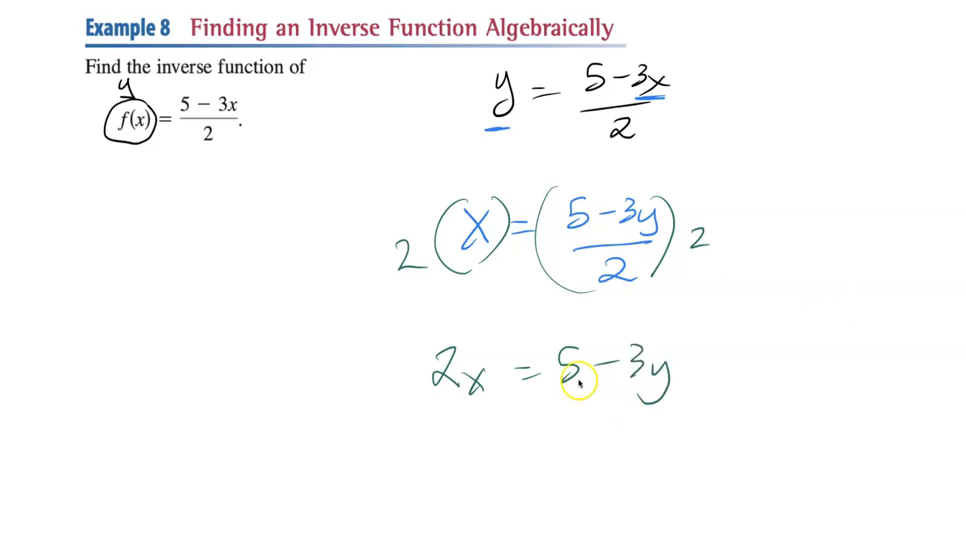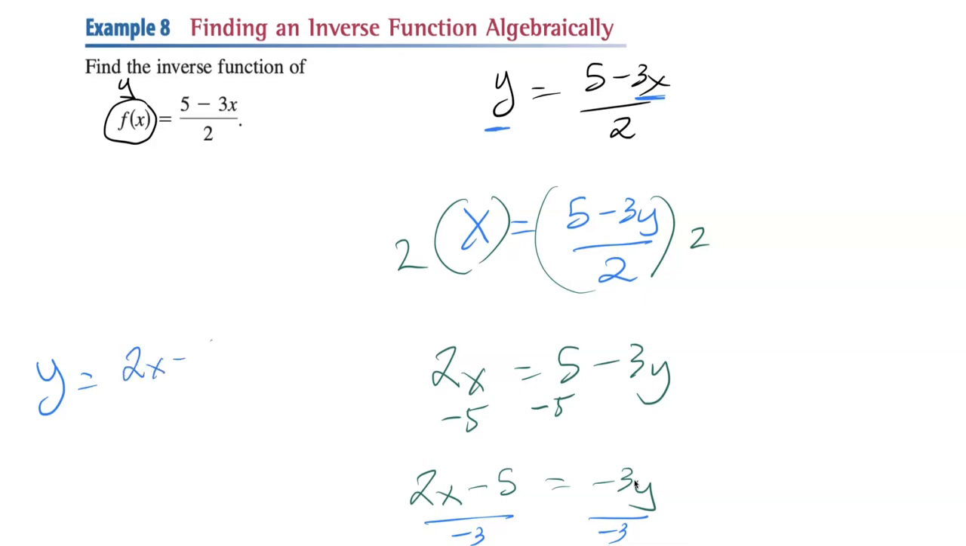Then we just got to solve for y. So let's subtract 5 from both sides. So this is 2x minus 5 equals negative 3y. Then we're going to divide by negative 3. Right, we're trying to get the y by itself here. Divide all by negative 3. So I get this. Y equals 2x minus 5 over negative 3. And normally you're done, but don't forget, that's my inverse, so we got to replace this and write it as an inverse. So f to the negative 1 of x equals 2x minus 5 over negative 3.